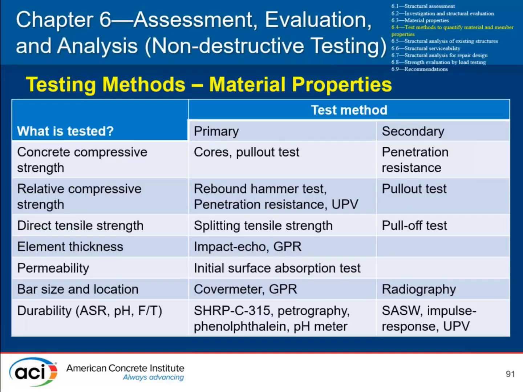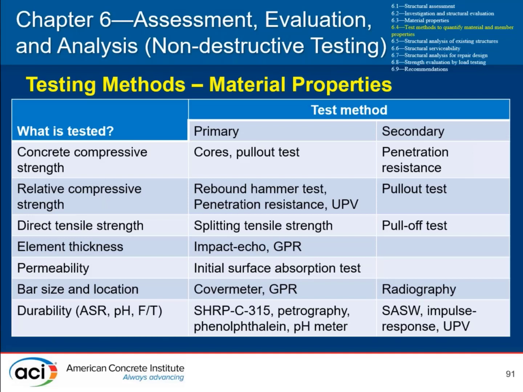So we've got some fairly busy tables here. If we think about testing methods for material properties, the left-hand column gives different material properties that can be tested, and the right-hand column gives primary and secondary methods for testing those properties. Probably the primary method for getting a compressive strength is to carry out core testing, but there are secondary penetration resistance tests, for example, that correlate to core strengths.